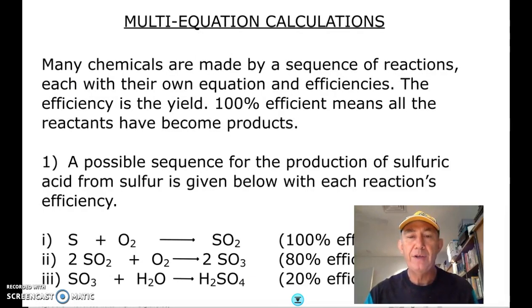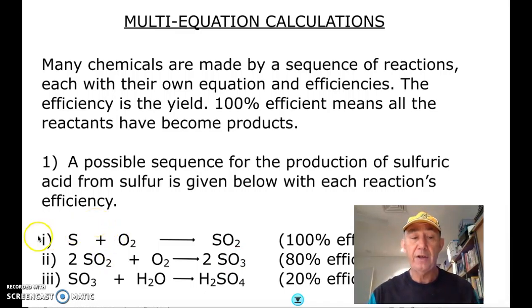Many chemicals are made by a sequence of reactions, each with their own equation and efficiencies. Efficiencies are like a yield. So in equation number 1, down the bottom here, you can see that sulfur plus oxygen making sulfur dioxide is 100% efficient. That means that 100% of the sulfur is going to be turned into sulfur dioxide. The second equation is only 80% efficient. That means out of the sulfur dioxide, only 80% of it will be turned into sulfur trioxide. The other 20% is just wasted, not used, doesn't react.